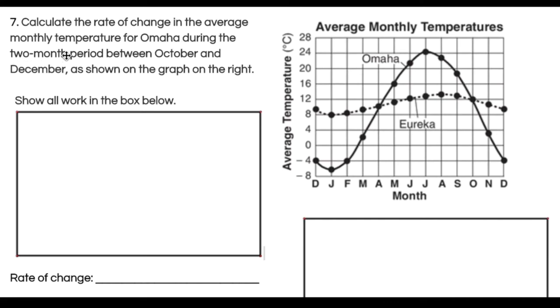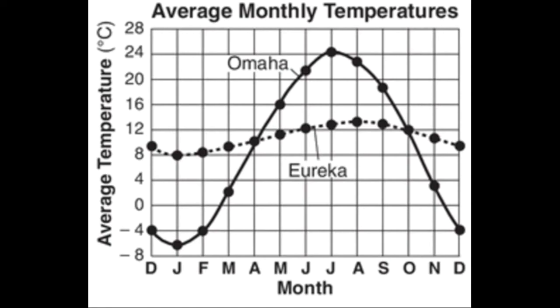And then it says during the 2-month period between October and December. So let's find October. October is here. You see an O for October and then D for December right here. Let me just show you the graph a little bit bigger. Again, here we have the line that we're working with for Omaha. And we're trying to find the rate of change between October, which is right here, and December, which is here. So we're trying to go from October, this to here. And the rate of change should be from here to here.